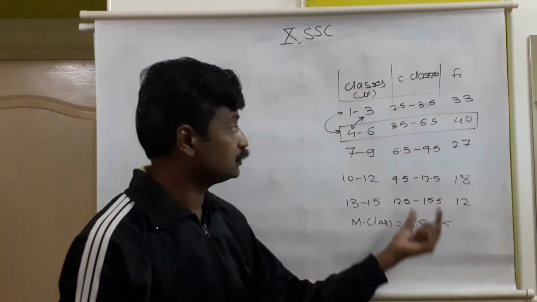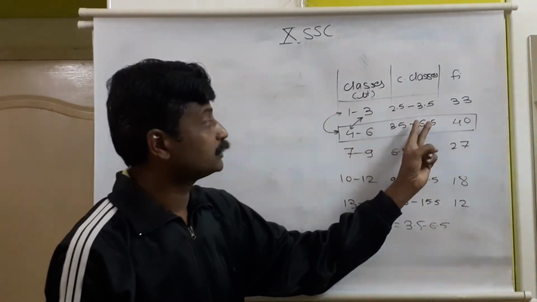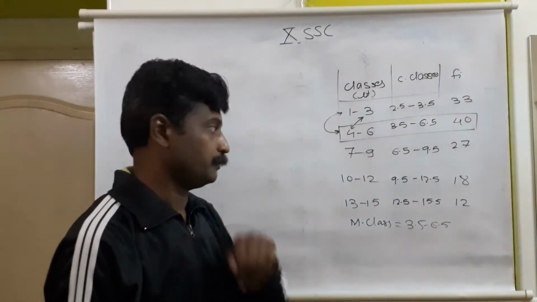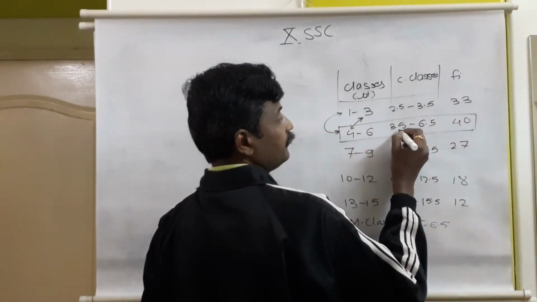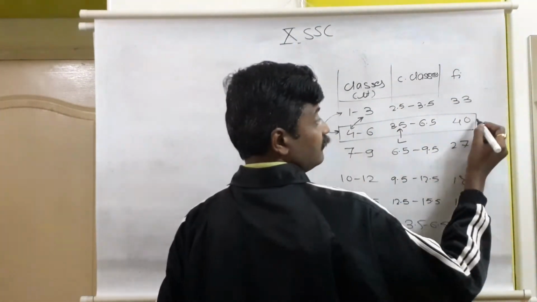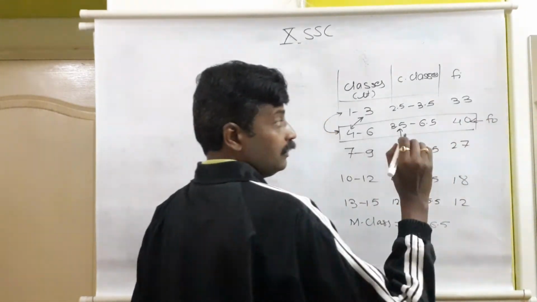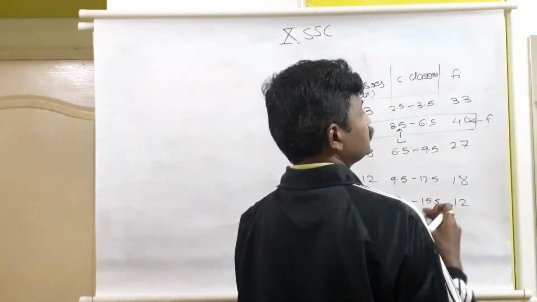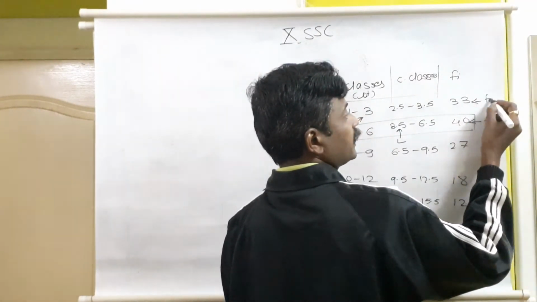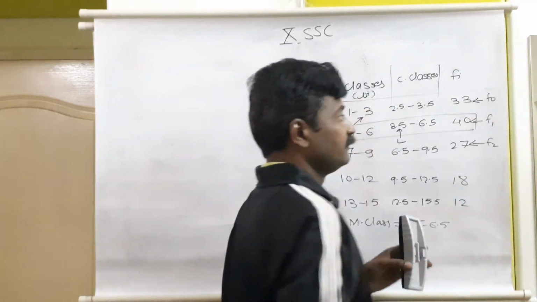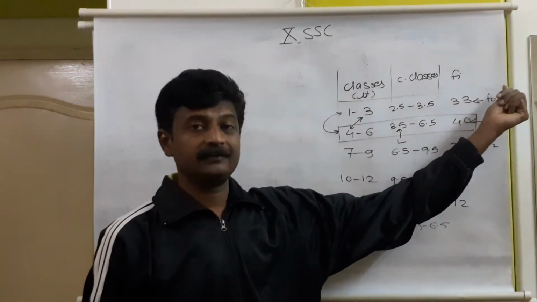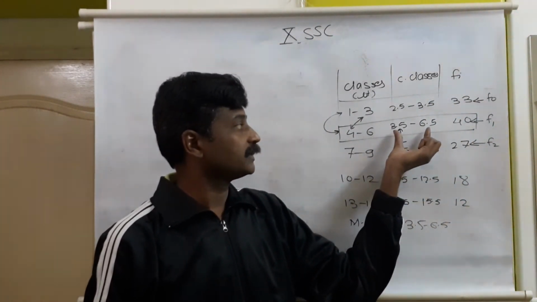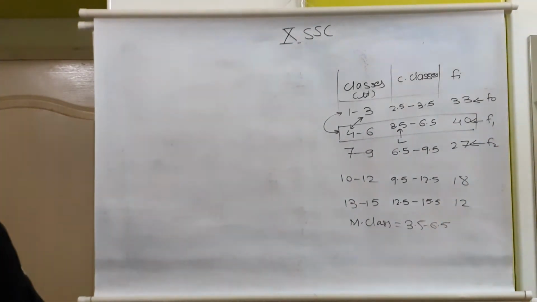See which class is chosen: not 4 to 6, but 3.5 to 6.5. When the classes are continuous, that is the modal class. Discontinuous classes will not help us now. With the help of this, the value of L is 3.5, and F1, the frequency of the modal class, is 40. The frequency of the previous class is F0, and of the next class is F2. H is the difference between upper and lower limit when the classes are continuous.